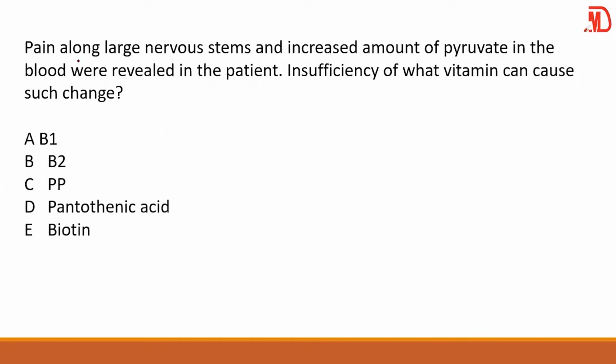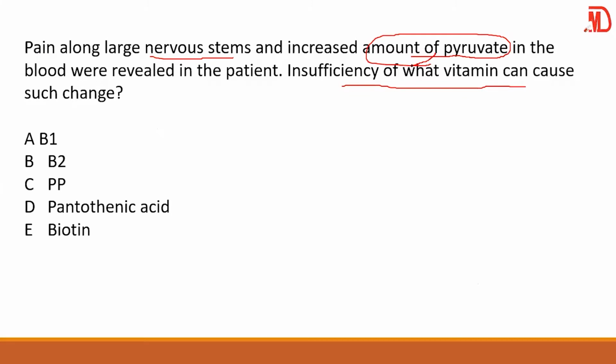We have pain along large nervous stems and increased amount of pyruvate. Pyruvate is increased. Insufficiency of what vitamin can cause this? So first of all, why would there be an increase in your pyruvate? That means that it's lacking some coenzyme to make it active.